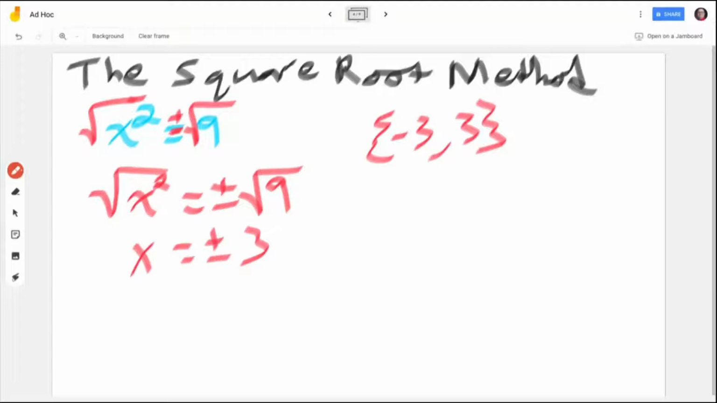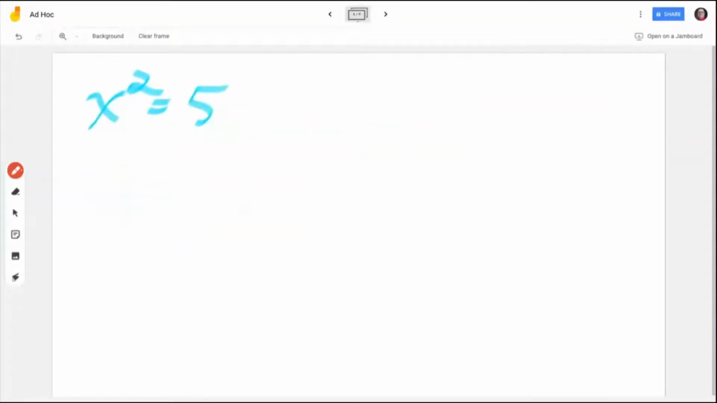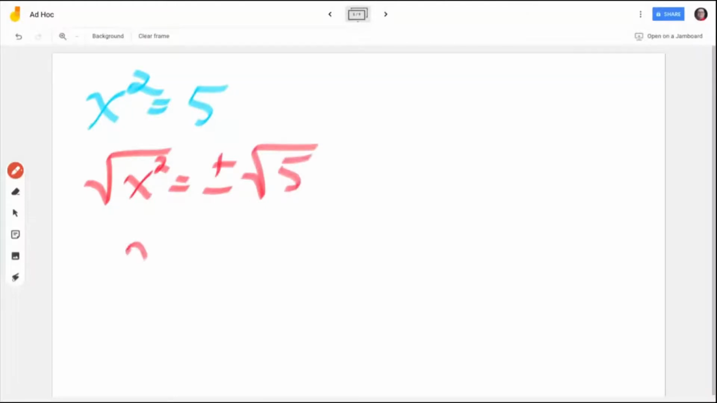Let's look at another one. Here we have x squared is equal to 5. We're going to take the square root of both sides. I'm going to have the square root of x squared is equal to, don't forget, plus or minus the square root of 5. And so the square root of x squared is x.